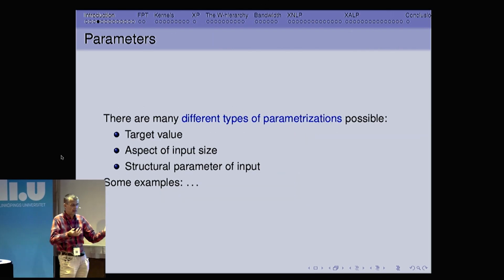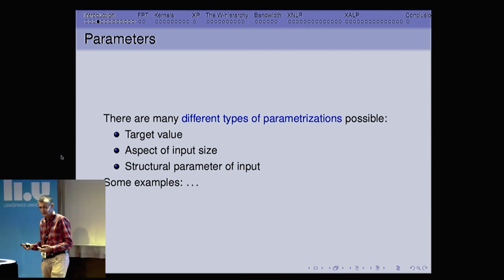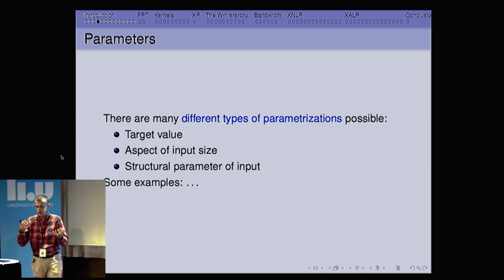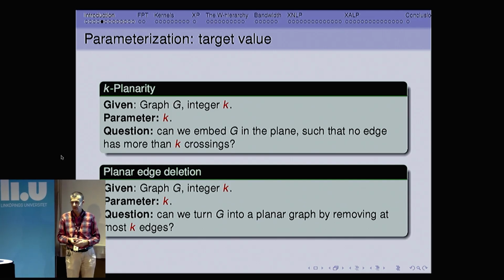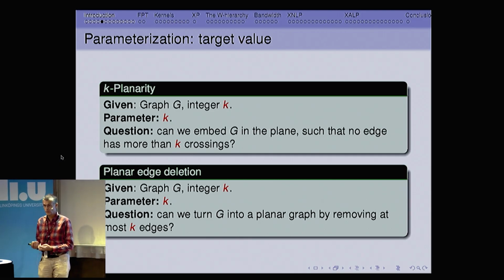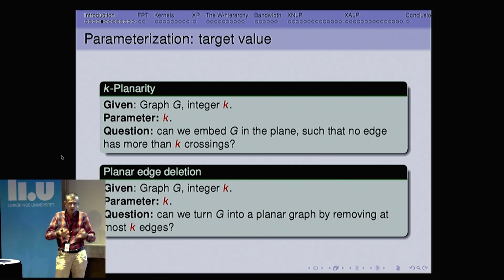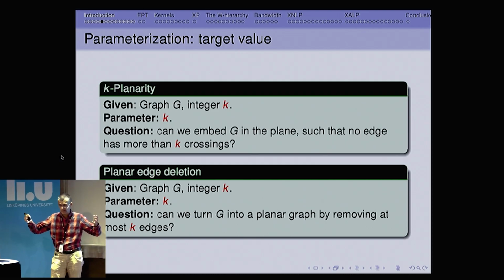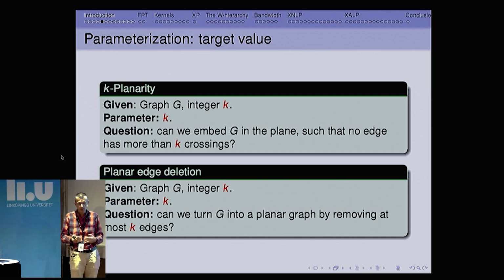Parameters can come from different things, and I'll give a few examples here. It could be the target value, something about your input size, or some structural parameter of your input. You have seen 1-planarity and k-planarity during this conference a number of times, and if you look at this as a computational problem, you can say, okay, I have a graph and an integer k. This parameter is k, the number of crossings per edge, which is probably small, and you want to know, can I draw this in the plane such that no edge has more than k crossings? It's a typical example of a computational problem where you expect that the parameter is small.